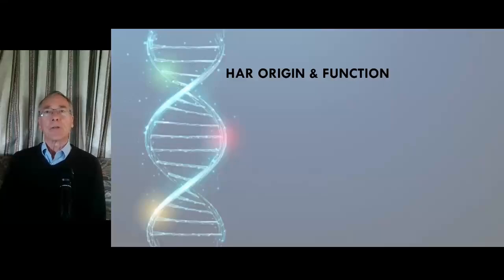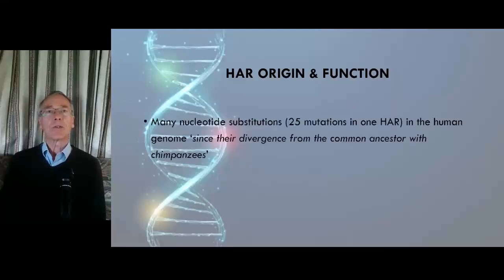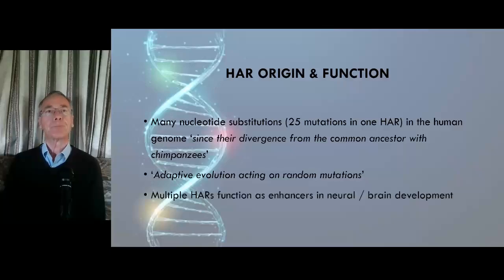So what about their origin and function? Well, again, according to evolutionists, these genes came about by many nucleotide substitutions, as many as 25 mutations in one HAR in the human genome, and this all happened since the divergence from the common ancestor with chimpanzees. And they believe that this is adaptive evolution acting on random mutations. And multiple HARs function as enhancers in neural and brain development. So they're very important functional regions.